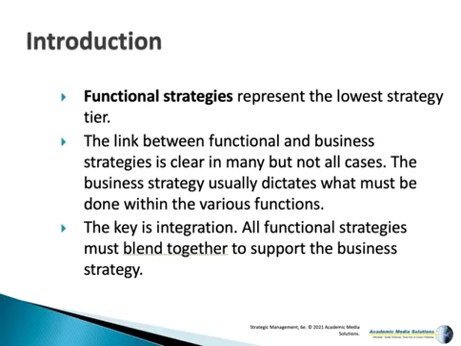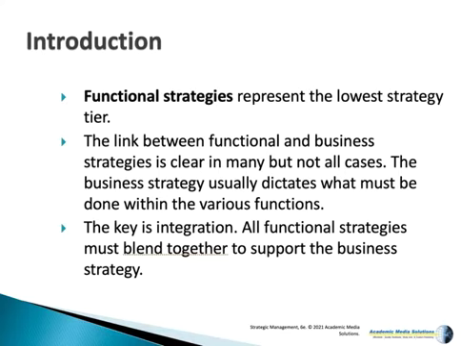So first, functional strategies represent the lowest strategy tier. At this point, you have a business strategy. In other words, the business unit has developed a competitive strategy, and you expect the functional areas to provide strategies at their levels to support the business strategy. Now, the link between the functional and business strategies is clear in many instances, but not in all instances. You'll see that as we go through this chapter.